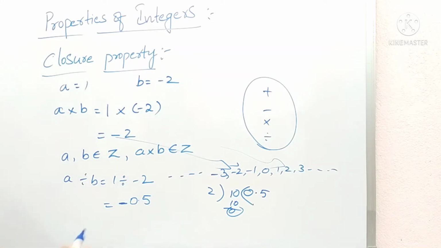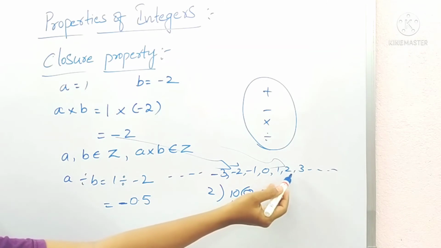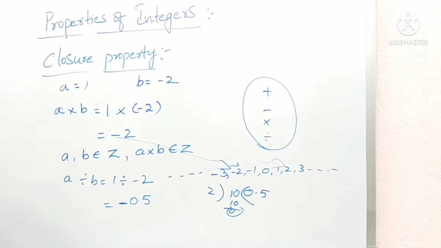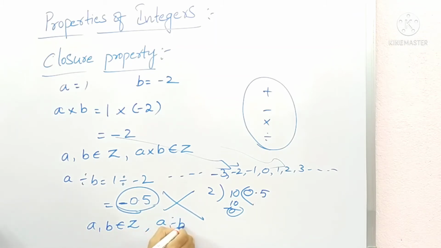You check whether on the right side of 0 there are 1, 2, 3, 4, 5, 6, 7 and so on counting numbers, and on the left side of 0 negative numbers, right? But is there any number like this 0.5? No. So that means this is not an integer. So I can say integers are not closed under division. So if a comma b belongs to Z, then a divided by b does not belong to Z. That means integers are not closed under division.